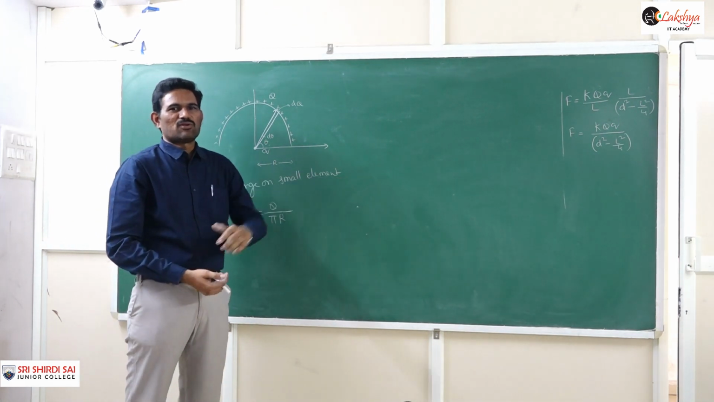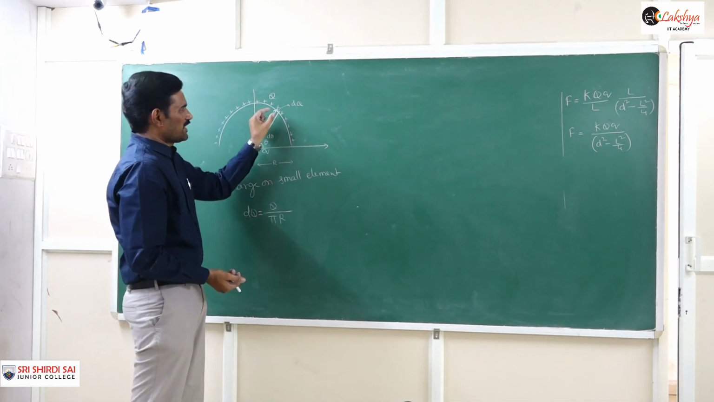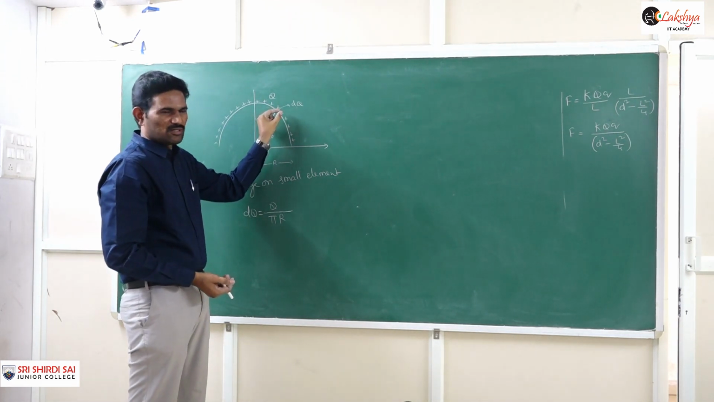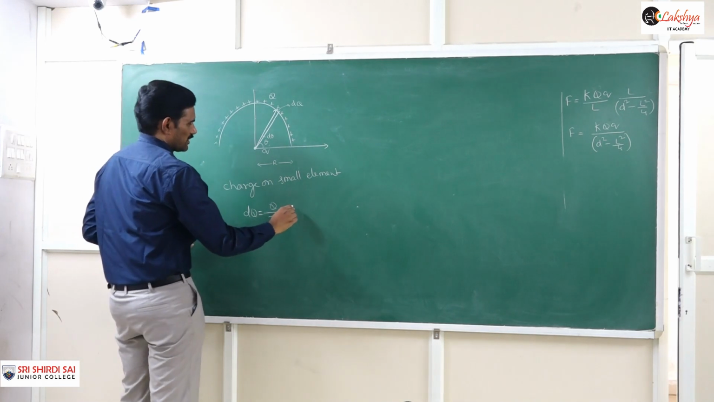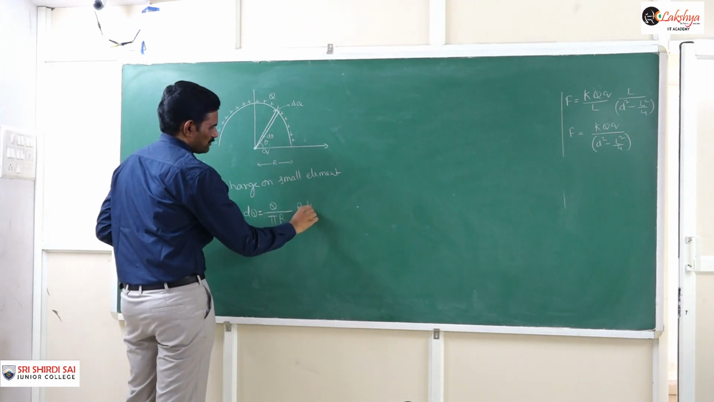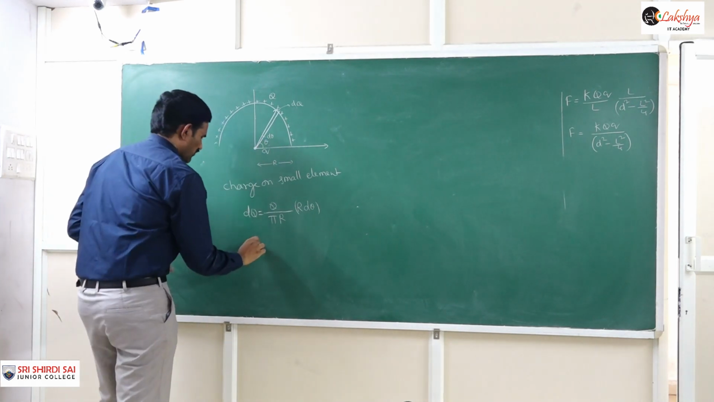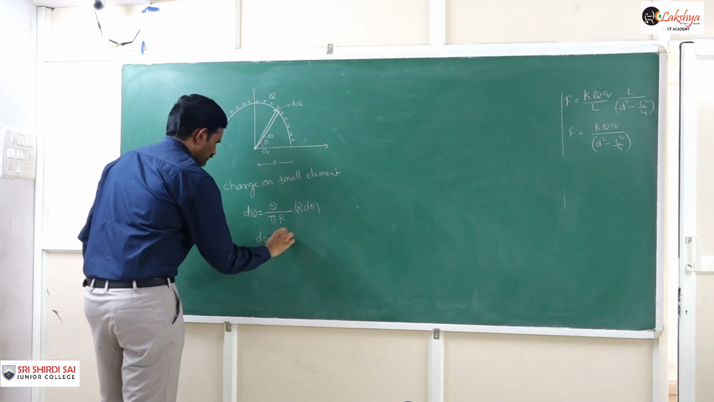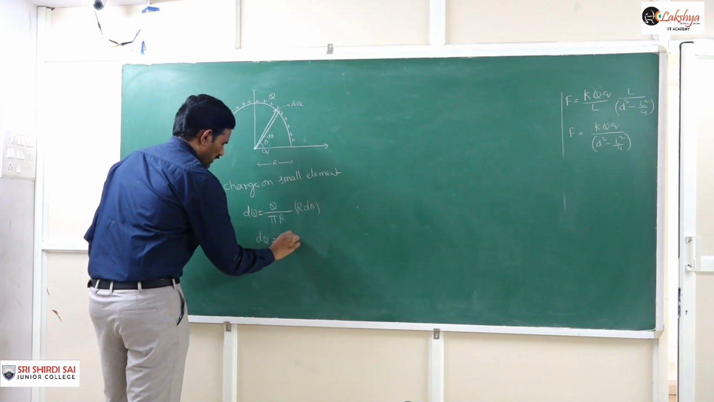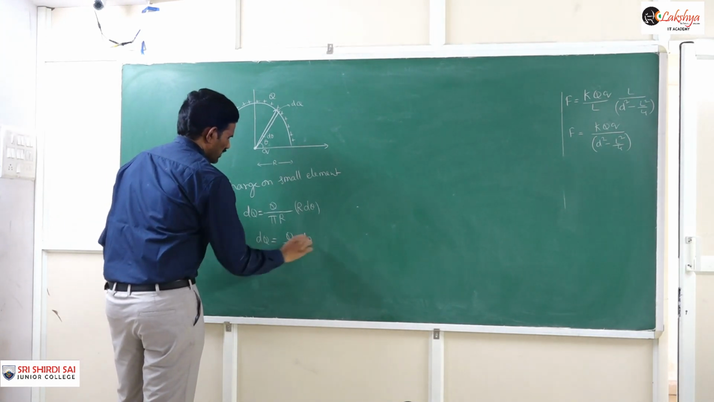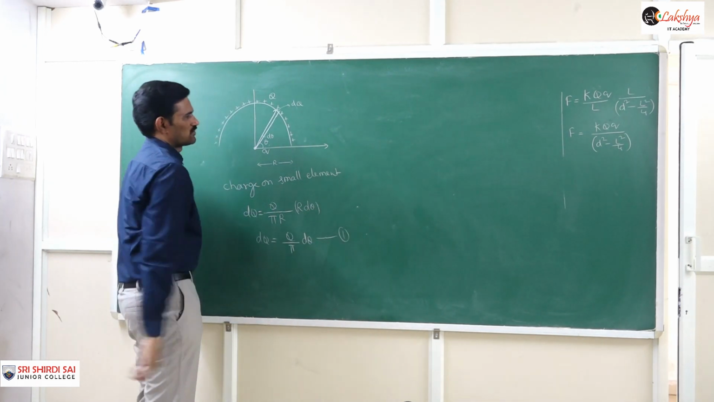Like in the previous problem we mentioned dx, now the dx means the length of this arc we need to write here. So the length of that arc I can write as r d theta, because this angle I am taking as d theta. Therefore you can write this as Q by pi into d theta. So this is our dq expression. Let it be equation 1.